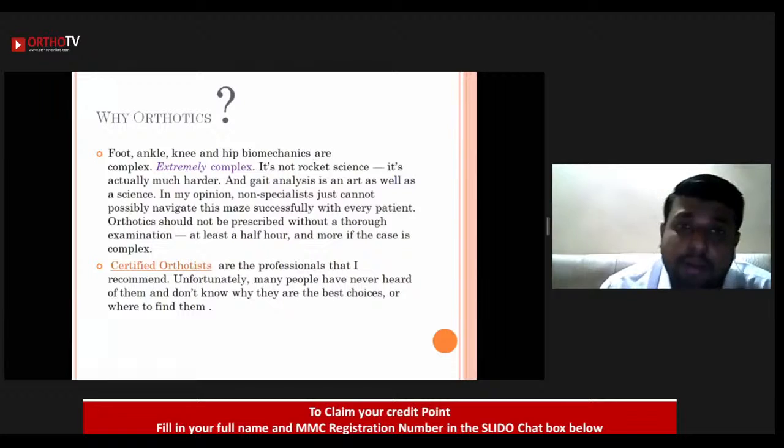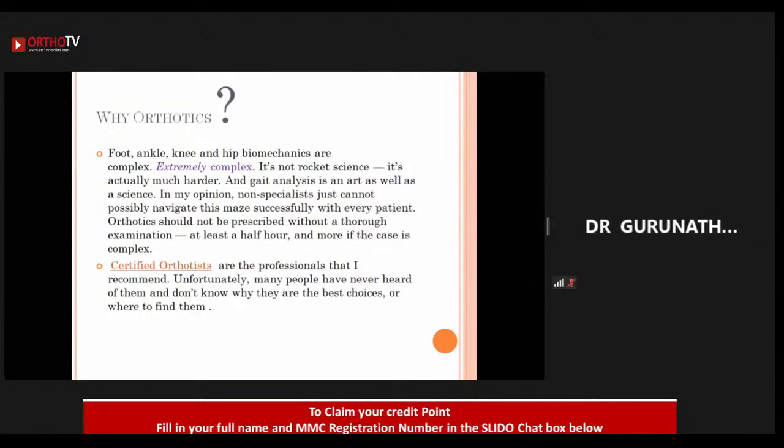It's total teamwork in the rehabilitation part when it comes to sports injury or any kind of patient's treatment. A gait analysis is an art as well as a science, and again it comes with experience. In my opinion, non-specialists just cannot possibly navigate the maze successfully with every patient.